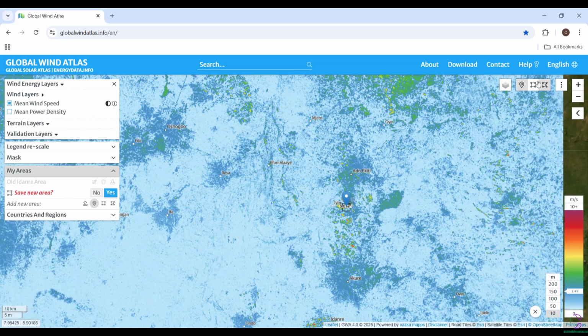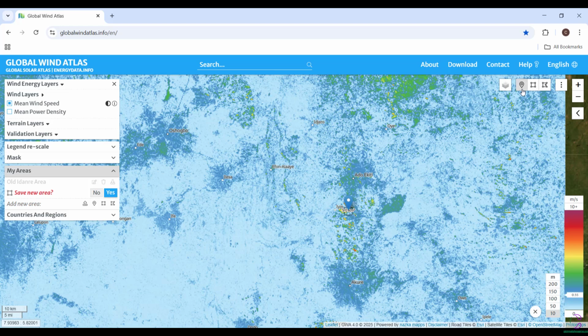So you can see I've drawn a polygon using this draw rectangle, draw polygon toggle, and draw the rectangle using the other toggle. Then for the marker, you're able to select a marker at every point that's of interest.